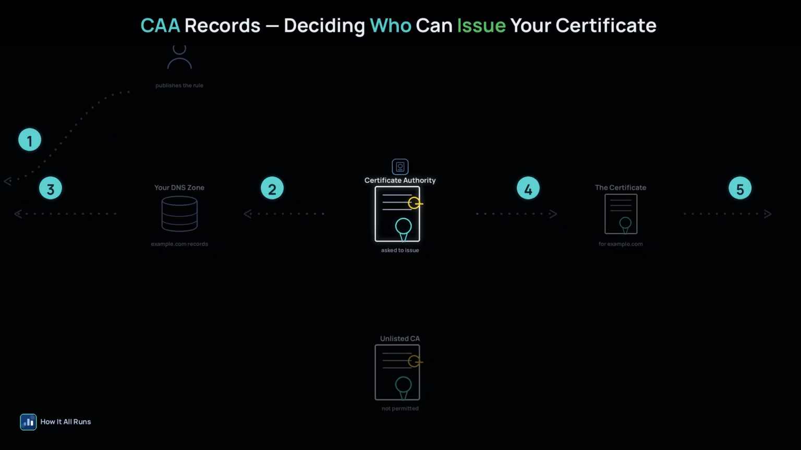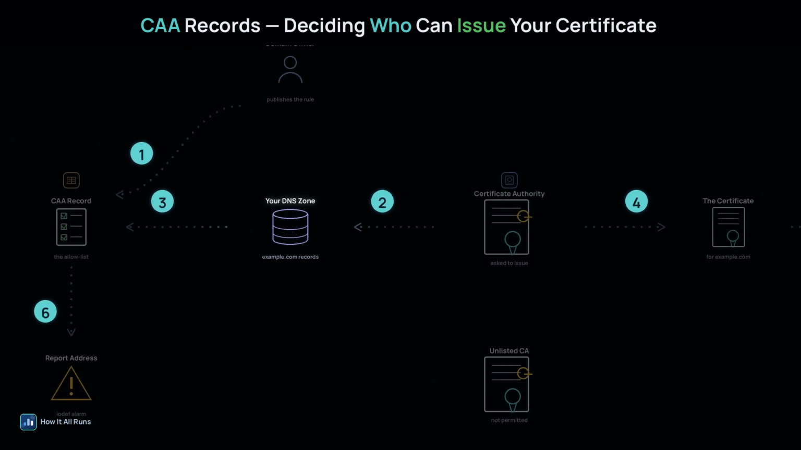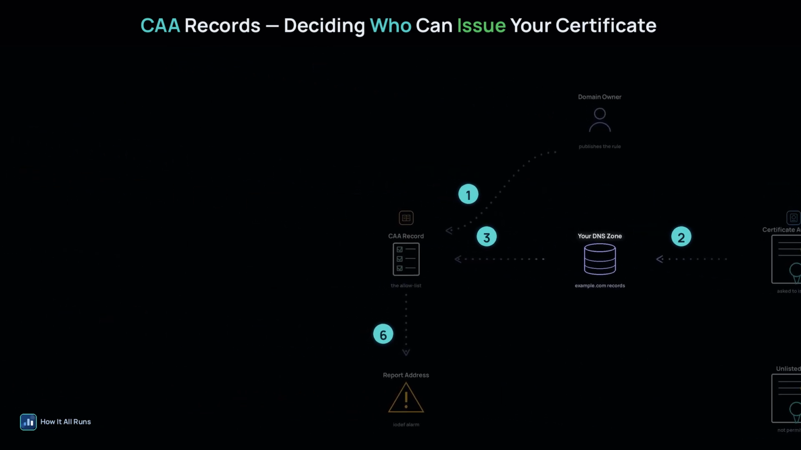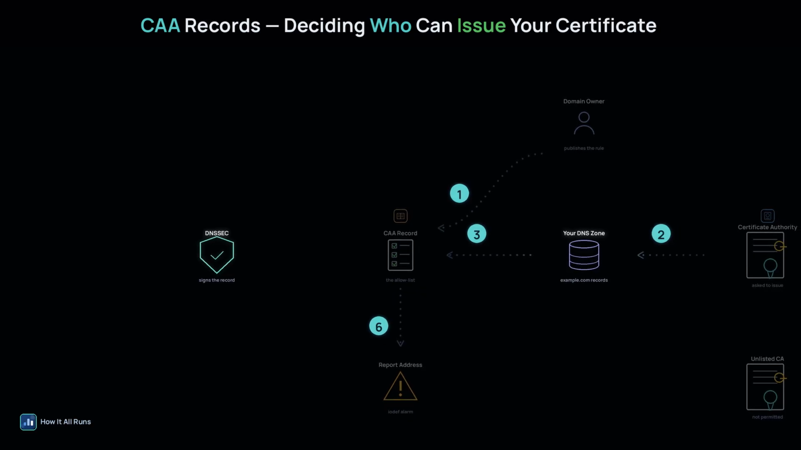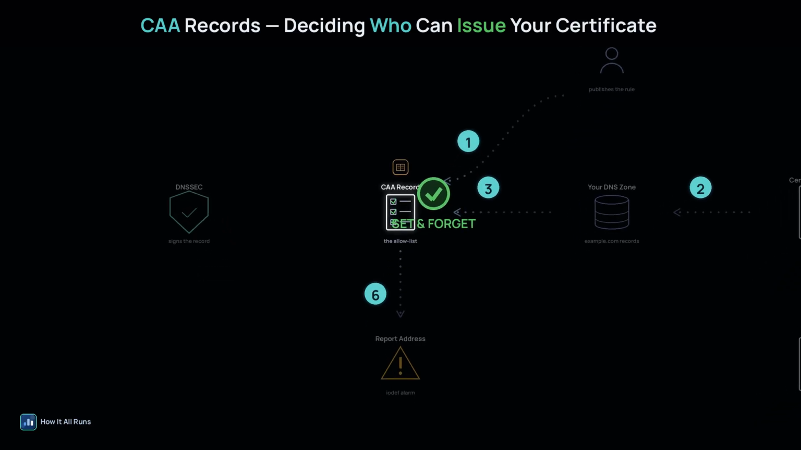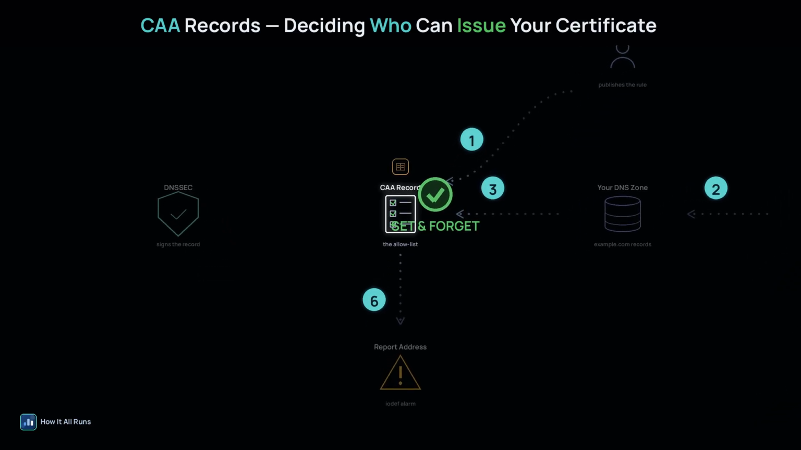That is not just goodwill. Checking CAA before issuance is a binding requirement in the rules every public authority is audited against, and violating it threatens their trusted status. There is a soft spot. The rule is only as trustworthy as the DNS that serves it. If an attacker could forge your DNS answers, they could hide your CAA record, which is exactly why signing it with DNSSEC matters. And one honest limit: CAA does nothing about certificates misissued before you publish the record. It guards the future, not the past.